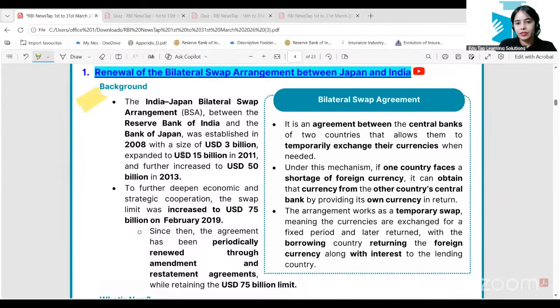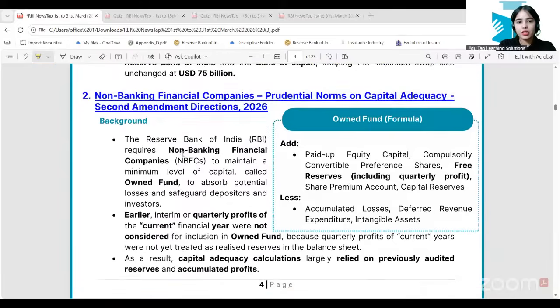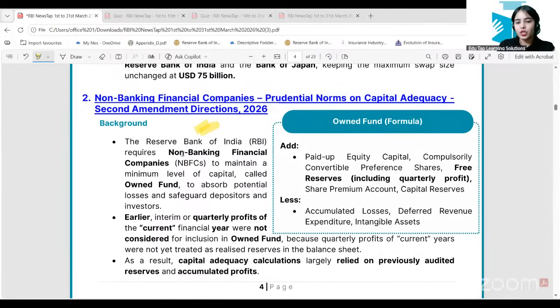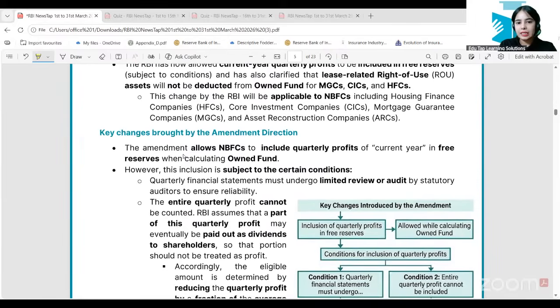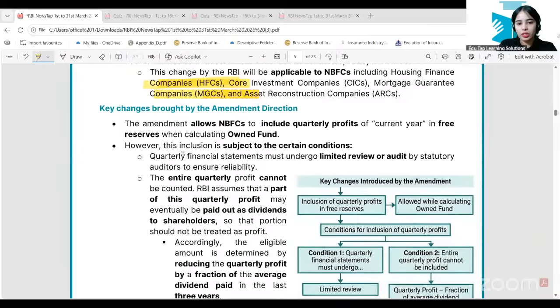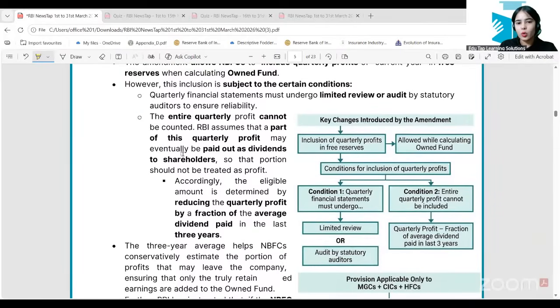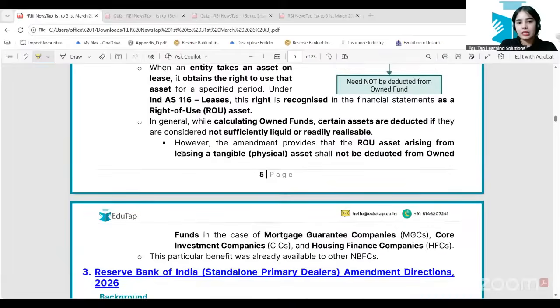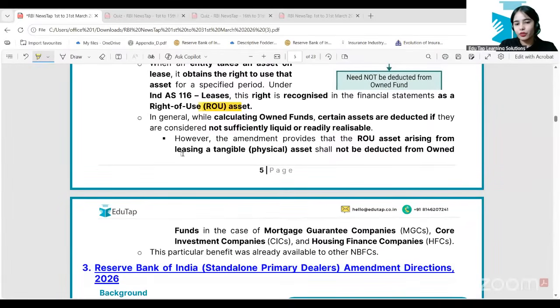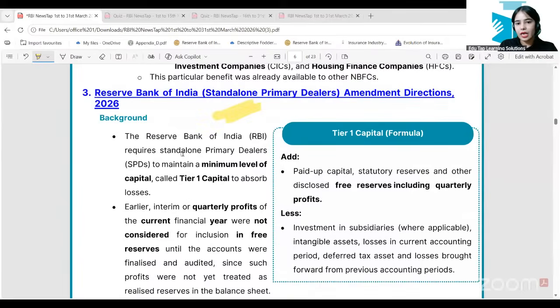Everything that was given in the document has been discussed. Non-banking financial companies, prudential norms, this also we have discussed. Owned fund, we have discussed for which entities this is applicable. Just remember it, very important. Then we have discussed the quarterly profit to be added, the formula we have discussed. Next, the right of use assets also. We have discussed the standalone primary dealers.